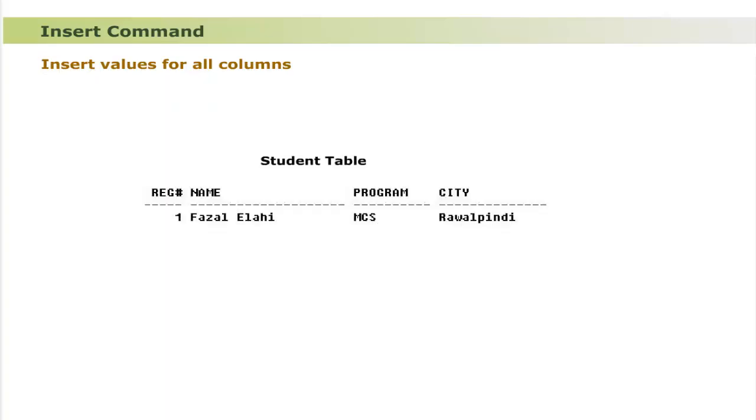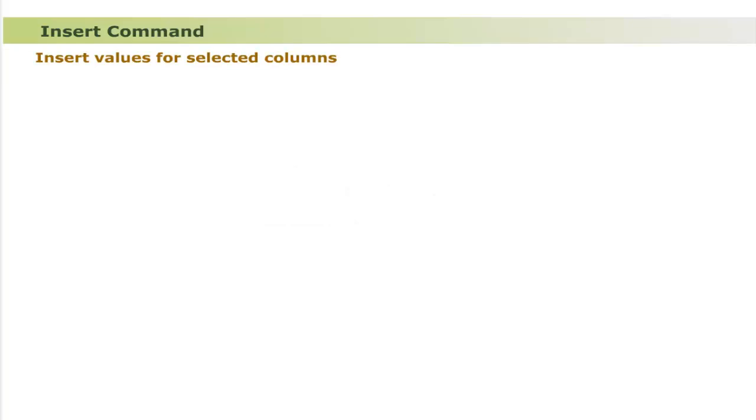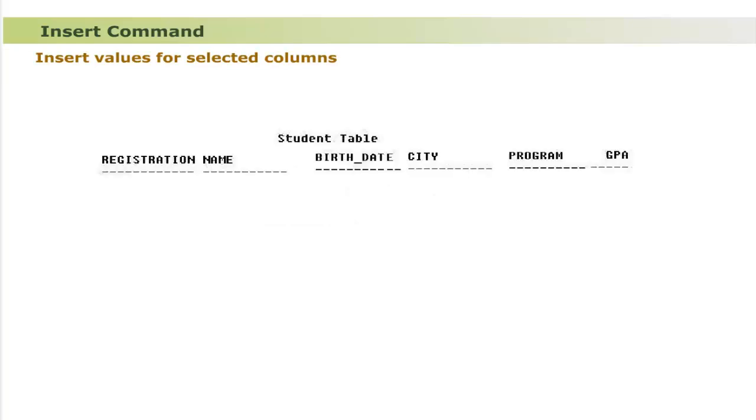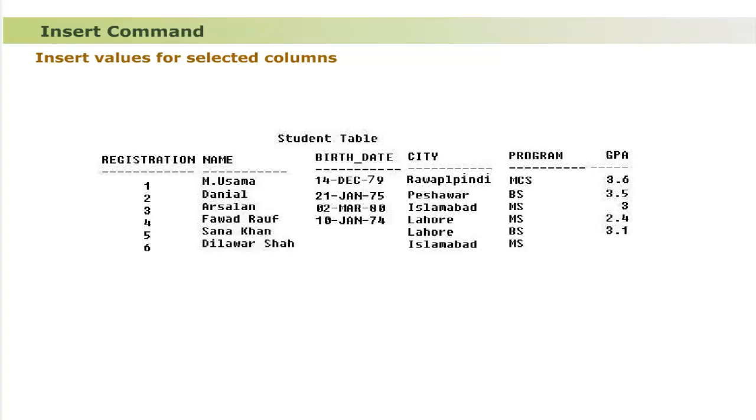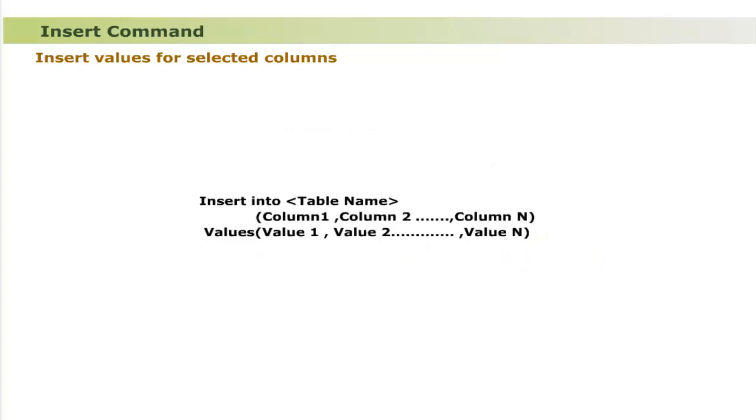Insert values for selected columns. If it is required to insert values for selected columns for a given row, then the general form of the insert command starts with a reserved word insert into, followed by the table name, followed by a list of selected columns separated by commas and enclosed in parentheses, followed by another reserved word values, followed by a list of values which are separated by commas and enclosed in parentheses.